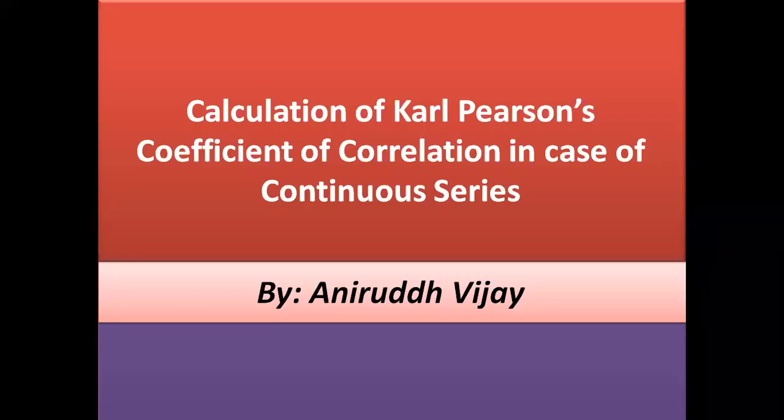Today in this lecture, I am going to explain how we solve the Karl Pearson coefficient of correlation in case of continuous series or grouped data, or we can call it bivariate analysis. We are going to solve one numerical related to the same. So in this case, we have continuous series data available with us.